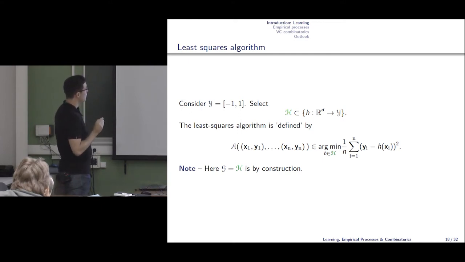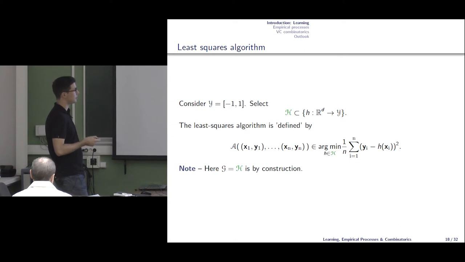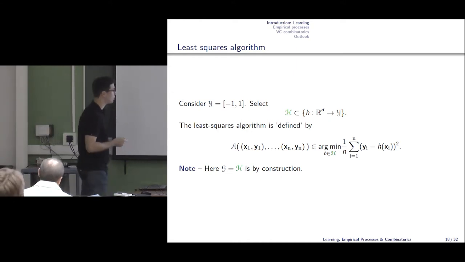So what I mean by this is simply that if you fix a hypothesis class H, the least squares algorithm is defined in a way that, okay, it isn't defined very well, because you might have several functions reaching the minimum in the least squares criterion. But you understand what I mean. I give you x1, y1, up to xn, yn, and a function class H, and the algorithm is asked to output the function h in this class which minimizes this sum of squares. And here you see that every function outputted by the algorithm is by construction equal to h.